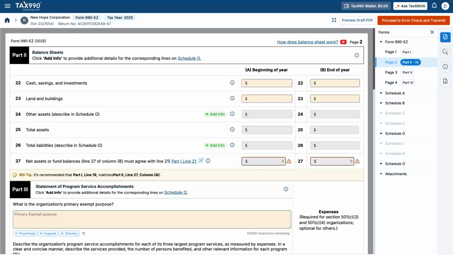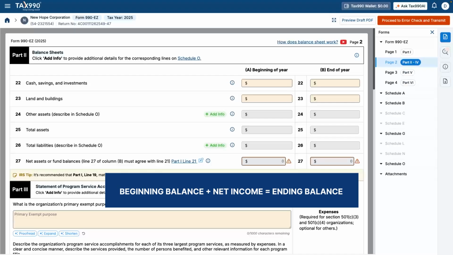Understanding the structure, you'll see two columns. Column A, beginning of year. This reflects the organization's financial position at the start of the tax year. Column B, end of year. This reflects the position after all activity from part 1 has occurred. Think of this as beginning balance plus net income equals ending balance.